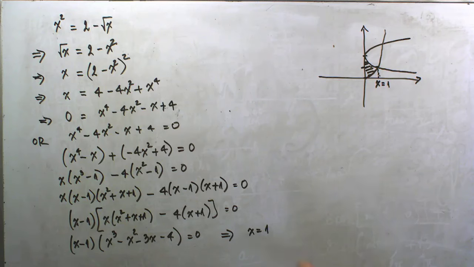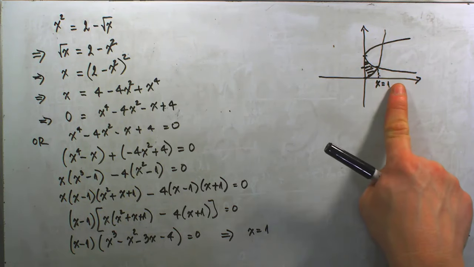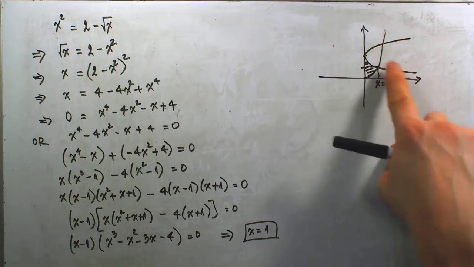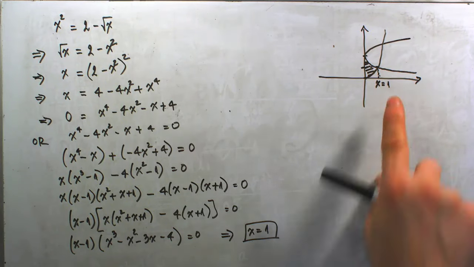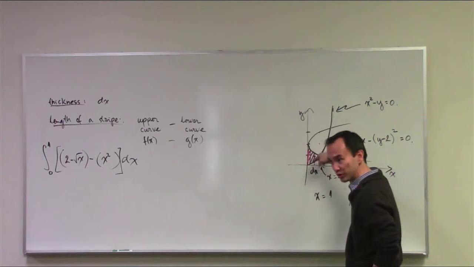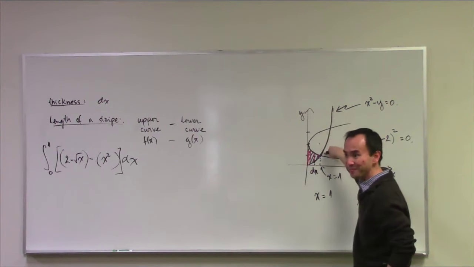And so, according to the picture over here, we can see that there's no reason to continue solving this factor here for equals 0 any further. And so we have found our intersection point right here between the two curves at x equals 1. The idea is that we set the two curves equal to each other to find the crossing point.